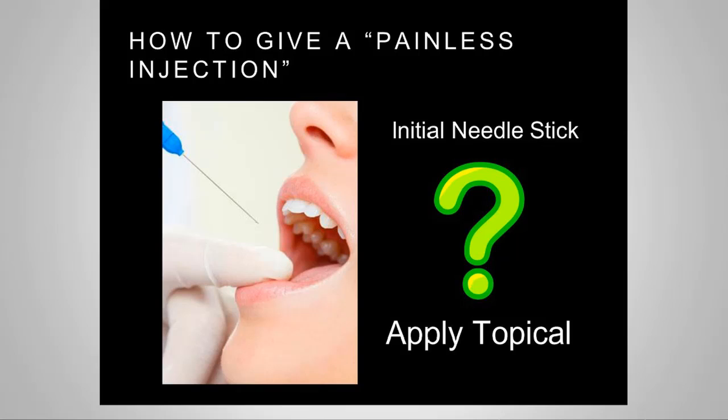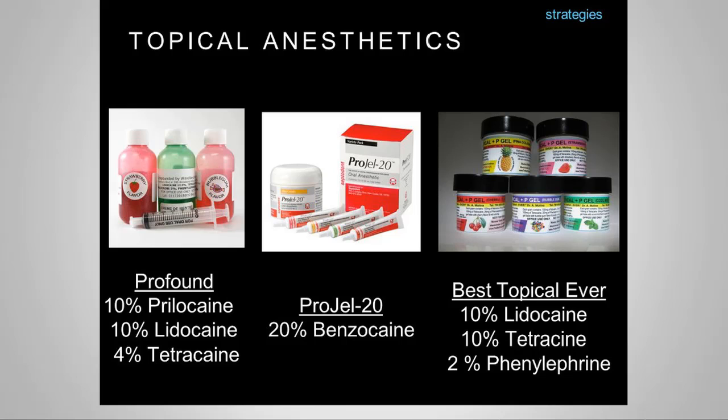So first things first, you want to look for a good topical that has good clinical effectiveness, and it has viscosity so that it's going to stay placed, and it's going to have a pleasing flavor. So here's some of those topical anesthetics that are out in the market today. There's several different ones I can recommend. I like Profound. I like the Progel from Septodont. I've used all of these, as well as the best topical ever.